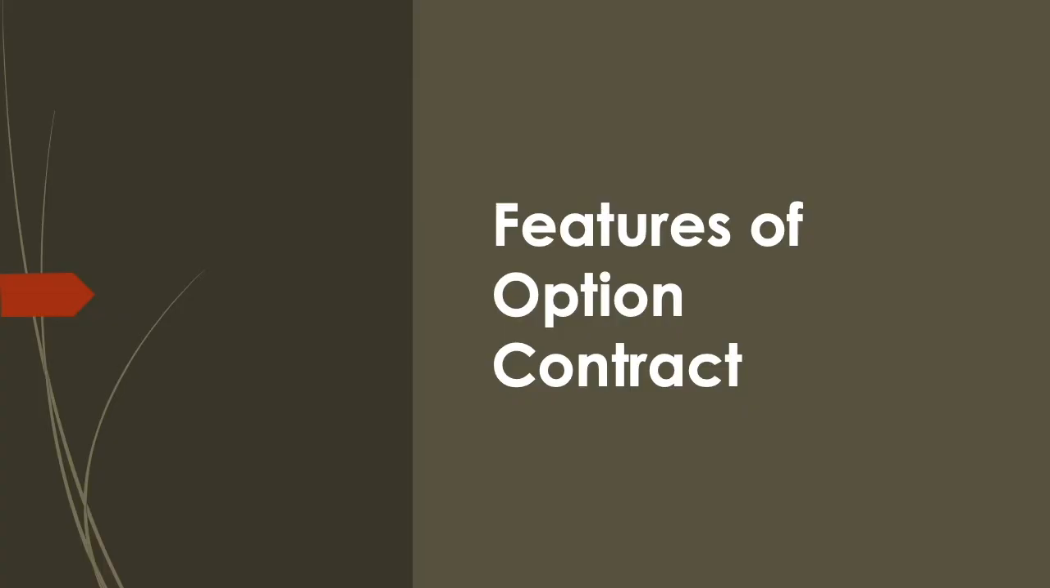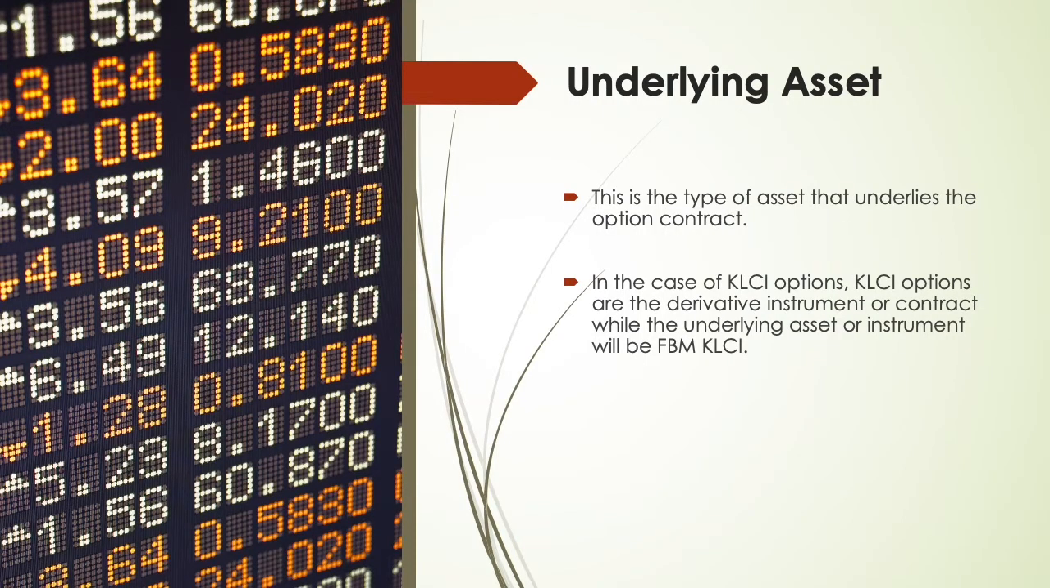Now we look at the features of an option contract. First, we look in terms of underlying asset. So what is the underlying asset? This is the type of asset that underlies the option contract. In the case of KLCI options, KLCI options are the derivative instruments or contract, while the underlying asset or instrument will be the FBM KLCI.